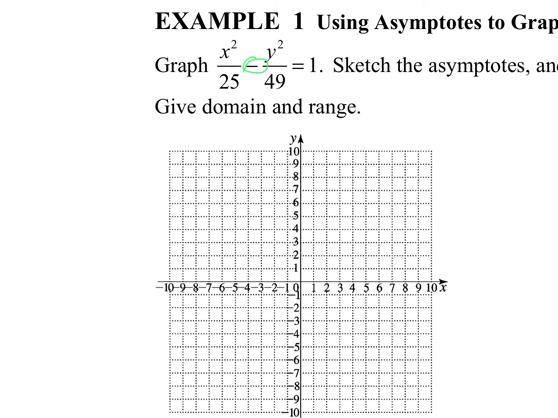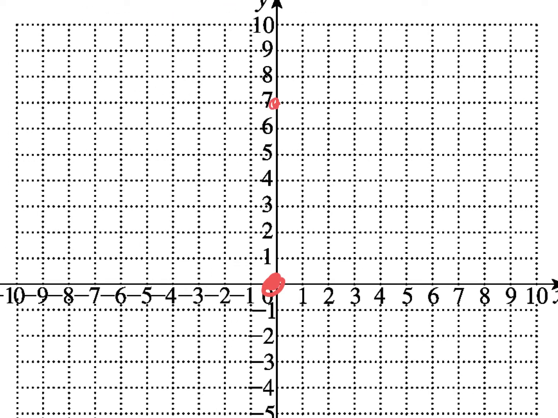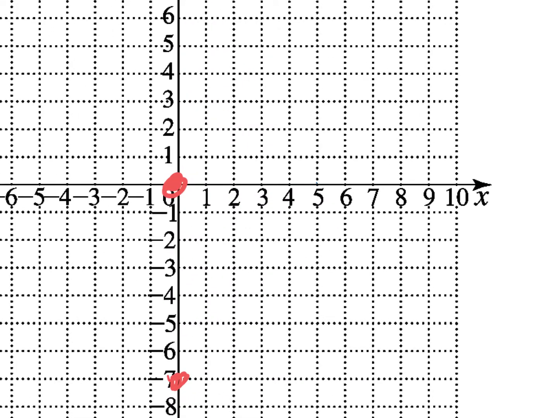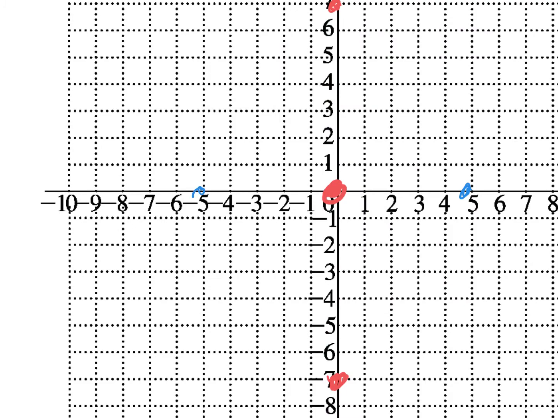So here what I'm going to do, I can tell that the center is 0, 0. So I'm going to put my center at 0, 0 here. If I'm doing an ellipse, it's going to be a vertical ellipse because 49 is bigger than 25. So the square root of 49 is 7. I'm going to go up 7, and I'm going to go down 7. And then the other number was a 25, so I'm going to go to the right 5. 0 plus 5 is 5. 0 minus 5 is negative 5.